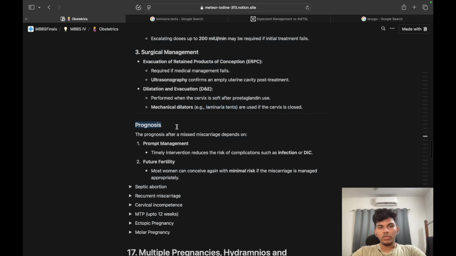Finally, coming to prognosis: the prognosis after missed miscarriage depends on prompt management. Timely intervention reduces the risk of complications such as infection or DIC. Next, coming to future fertility, most women can conceive again with minimal risk if miscarriage is managed appropriately. So, that is about the prognosis.